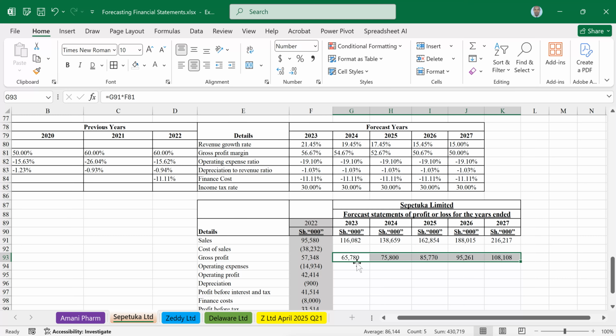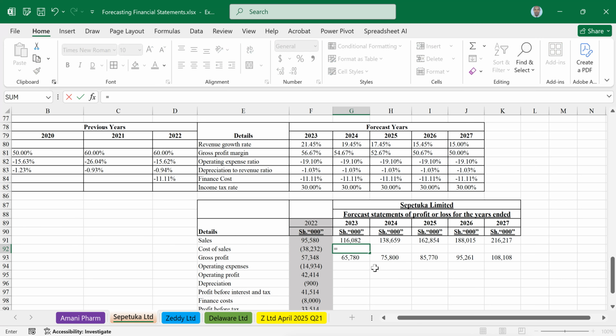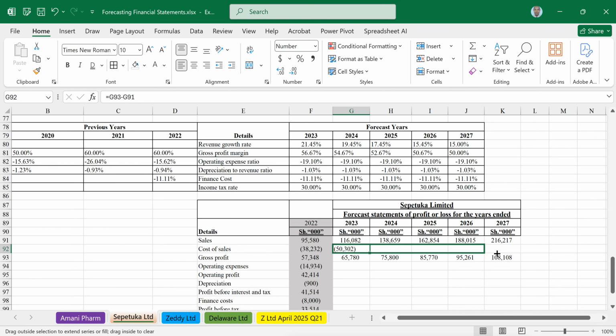That is gross profit. When you have gross profit, you can get cost of sales. When you have gross profit and sales, then you can get cost of sales. So that will be equal sign. Click on gross profit minus sales. So gross profit minus sales will give you cost of sales. Then drag that across. I want it to be negative. That's why I took gross profit minus sales.